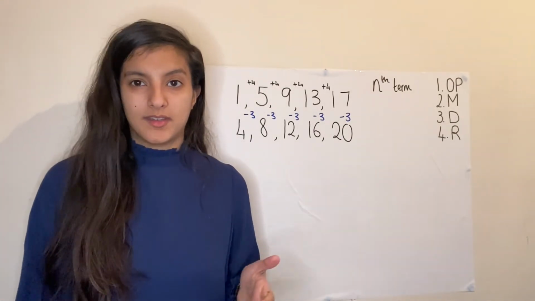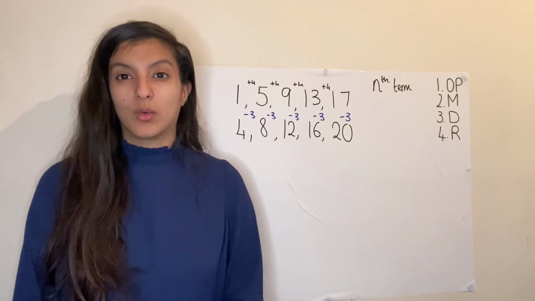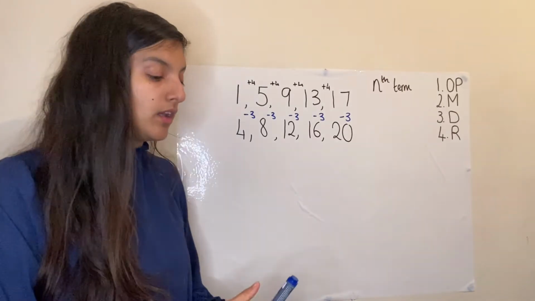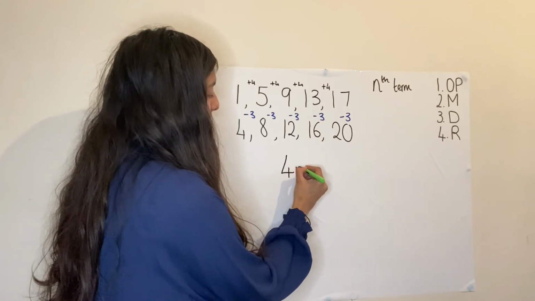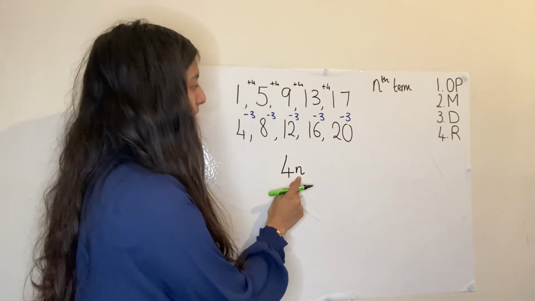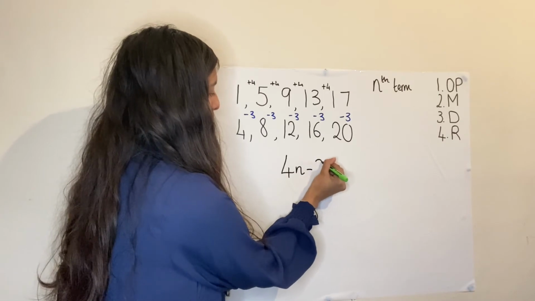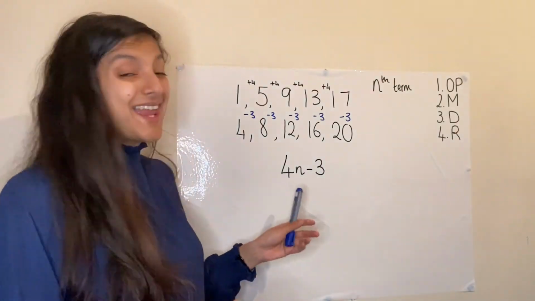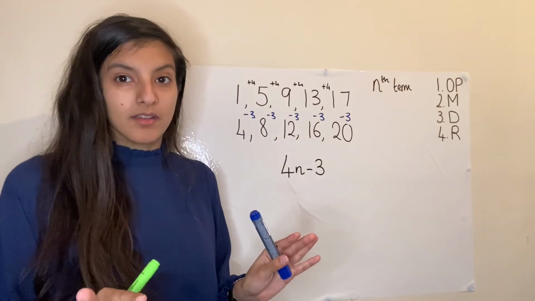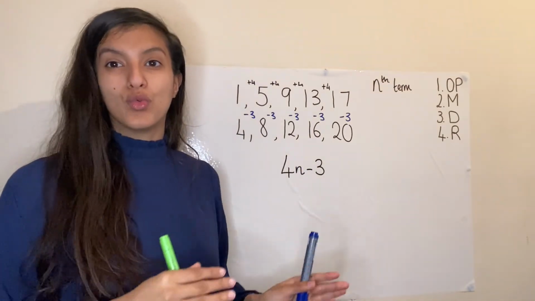Now that I've worked out the difference, I can work out what my rule is going to be. So my rule is going to be 4 multiplied by any number, which is represented by n, take away 3. And that would give me my answer. So remember, n just stands for any number in my pattern. So let's have a look to see if this rule also works.